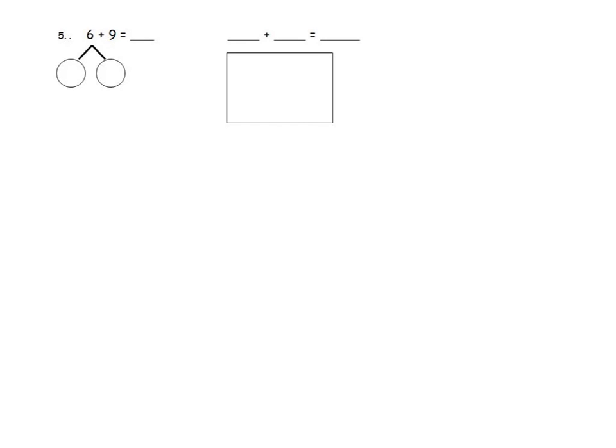Grade 1, Module 2, Lesson 4, Problem 5. The objective of this lesson is to make 10 when one addend is 9. The problem asks us to solve 6 plus 9 equals.